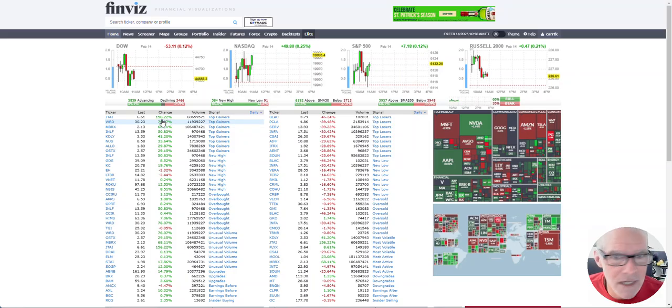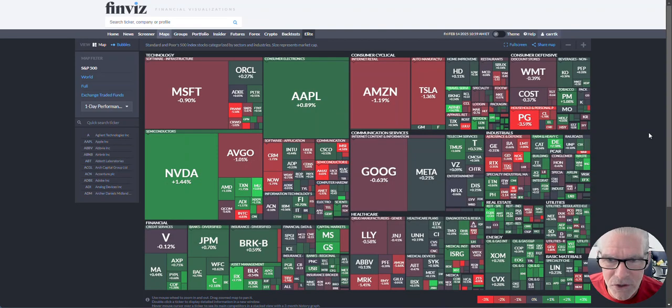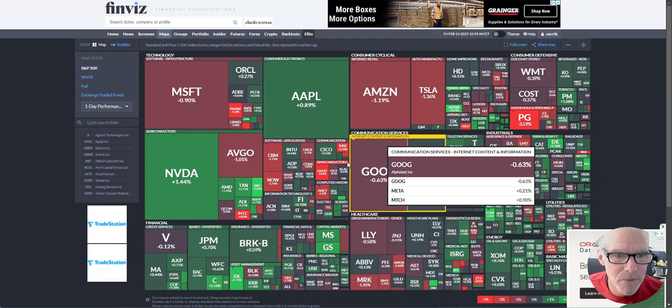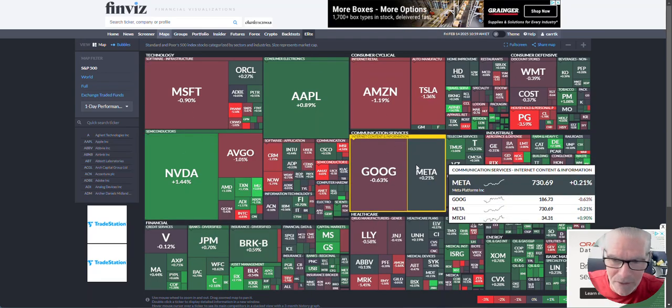In any case, there's also the heat map. Always take a look at the heat map. It will show you what sectors are hot, what sectors are not. You can see the Mag group are these big blue boxes here. The bigger the box, the bigger the company, the bigger the market cap. Most of those guys are red.